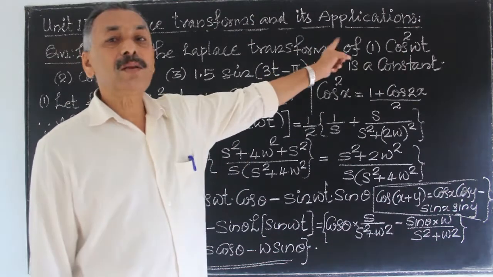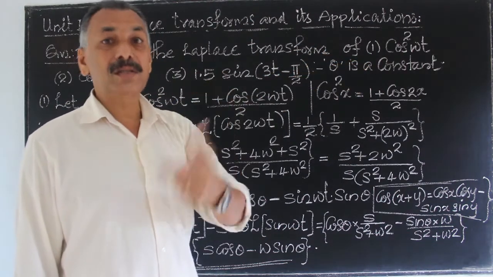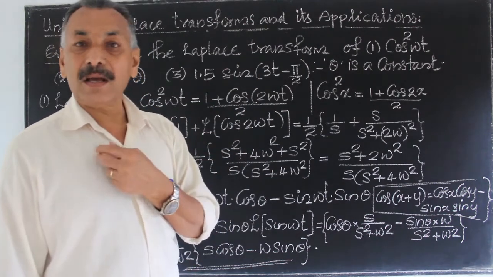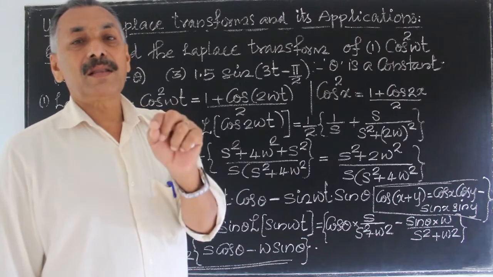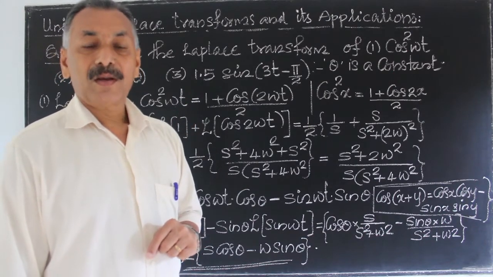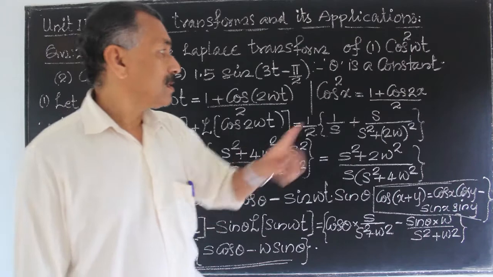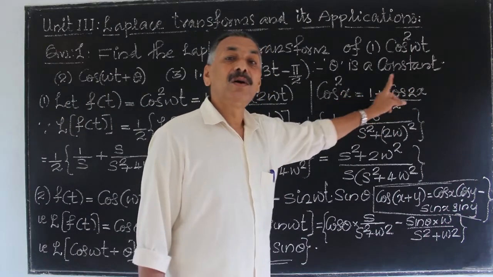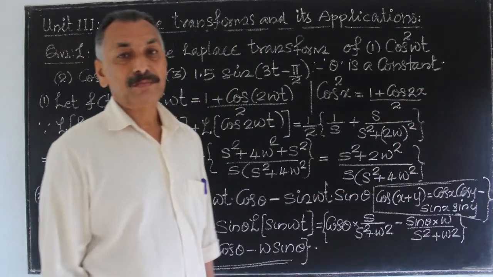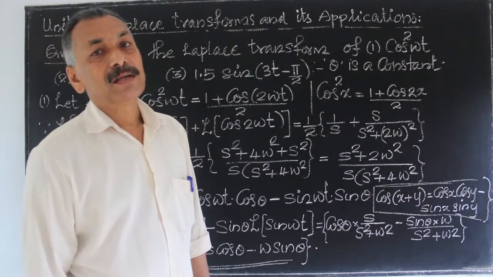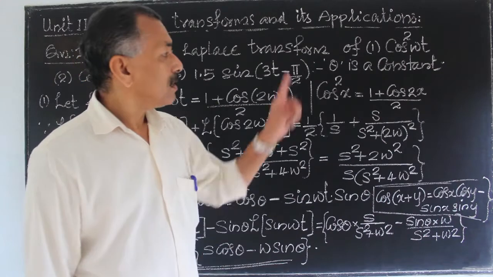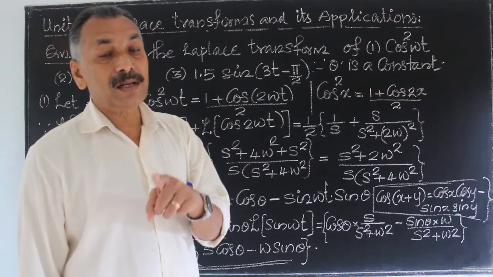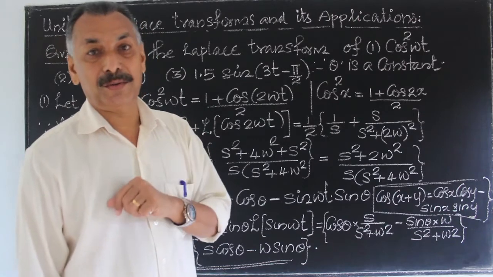Now, cos square we write in terms of multiple angles. What is cos square theta? Cos square theta is equal to 1 plus cos 2 theta divided by 2, or cos square x is equal to 1 plus cos 2x by 2. What is sin square theta? Sin square theta is equal to 1 minus cos 2 theta by 2. Cos square theta is equal to 1 plus cos 2 theta by 2.